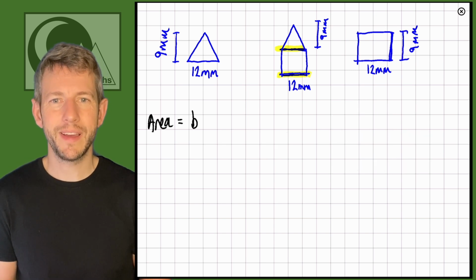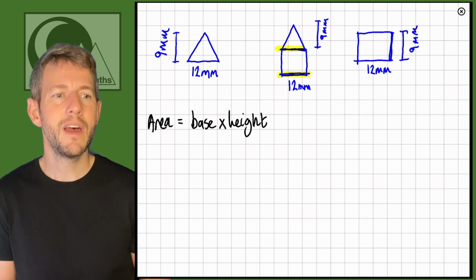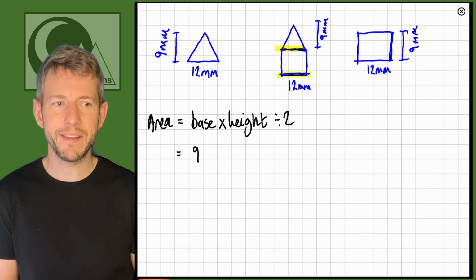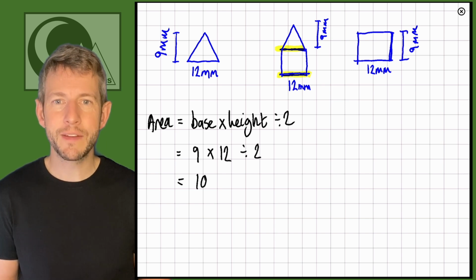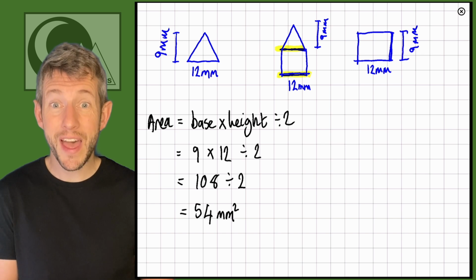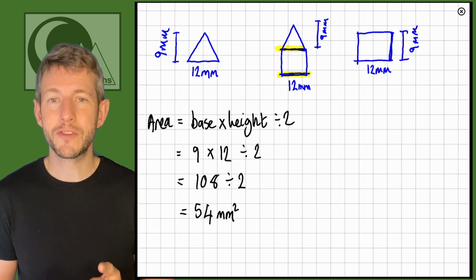The area of a triangle is base times height divided by 2. So we're going to have 9 times 12, which gives us 108 millimeters squared. Then we've got to divide that by 2, which gives us 54 millimeters squared. So the area of the triangle is 54 millimeters squared.